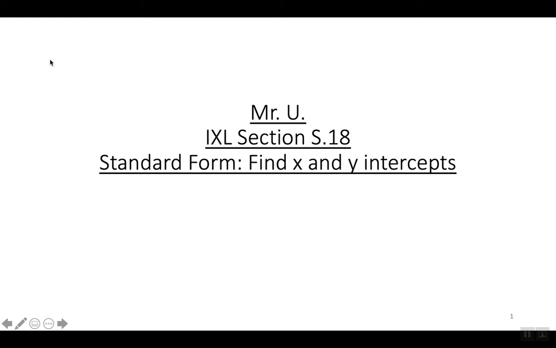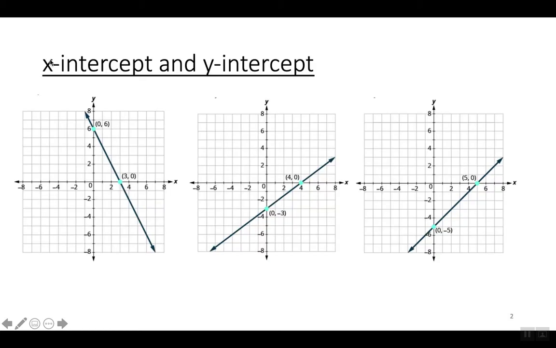IXL section S.18, standard form, find the X and the Y intercepts. Okay, this IXL is very simple, but very important and very useful. It comes out a lot in Algebra 1. Before I go over examples of what's on the IXL, let's take a moment to look at the X and the Y intercept, and I want to point out something to you.